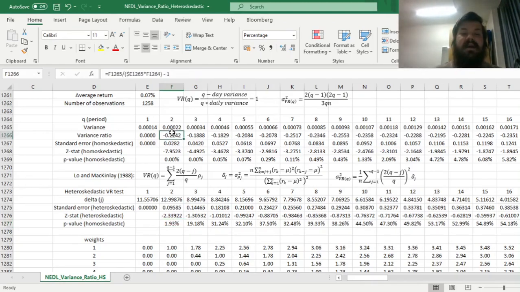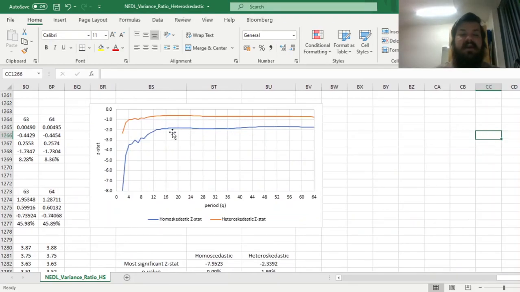Now we can graphically see what's going on in terms of the comparison of z-stats in the homoscedastic case and the heteroskedastic case across our range of periods. We first of all see that the homoscedastic z-stats are always much higher in magnitude than the heteroskedastic z-stats, and this again shows the importance of the assumptions that we're making in the null hypothesis. As I already mentioned, the high values of z-stats for the homoscedastic case do not necessarily mean that returns are not independent.